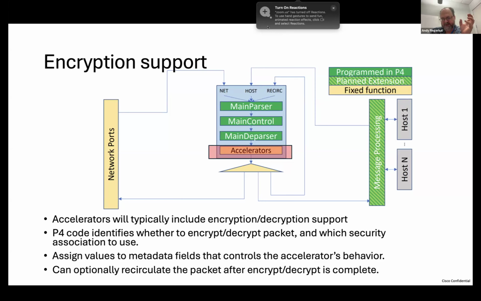And typically you would configure it to recirculate the packet after decryption, because you want to come back and see, well, did the authentication check succeed? And you probably now want to parse more headers that are in the now decrypted portion of the packet, see what they are, and do additional processing to decide where it should go next. So there's an optional recirculate of the packet after the encrypt or decrypt operation is done.